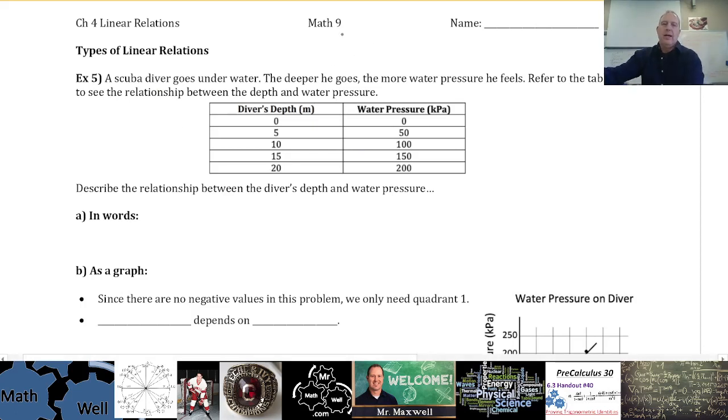So at 0 meters, the water pressure is 0 kPa. Now, you probably don't know what kPa is. This little k is from the metric system. That means kilo. And Pa is a unit of pressure named after a famous scientist a long time ago, Pascal. So this is kilopascals. And that's one of the common ways of measuring atmospheric pressure. Literally the weight of the air above you pressing down on you.